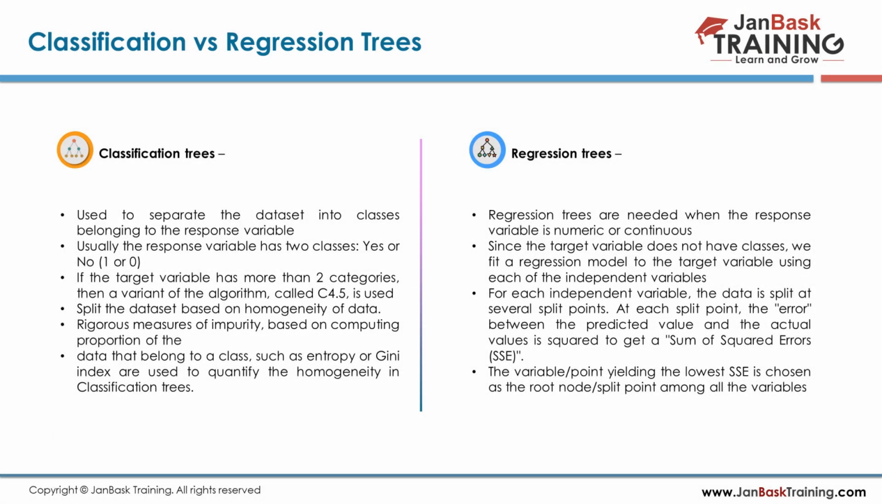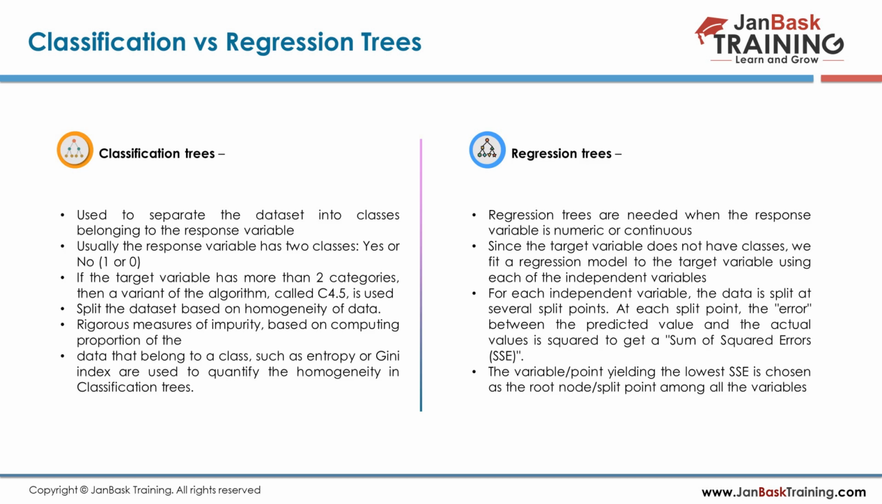The regression trees are needed when the response variable is numeric. We have gone through regression, what is a continuous value. Since the target variable doesn't have classes, we fit a regression model to get the variable using each of the independent variables. It only tells that there is no class, that's why it's regression. Obviously, we are trying to predict a number, so it's regression.